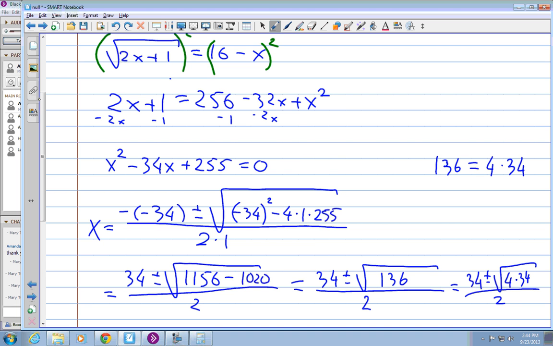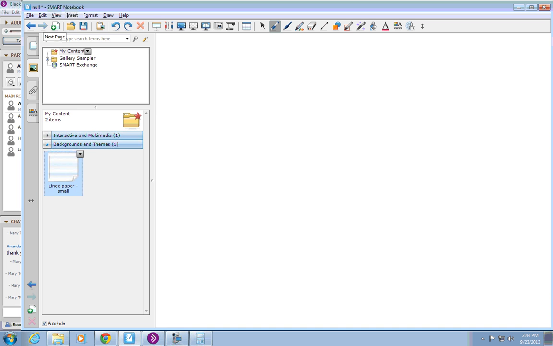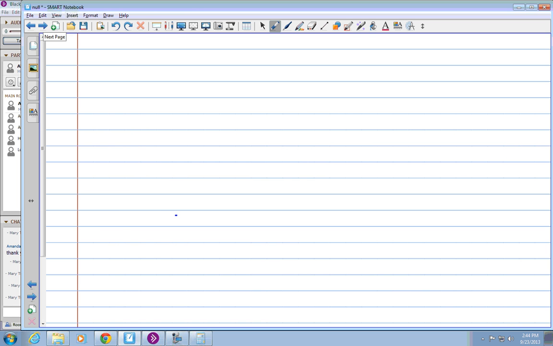6 and 4. Oh well. Just didn't work. Let's try another one. Makes me sad. How about square root of x minus square root of x plus 1 equals 2?